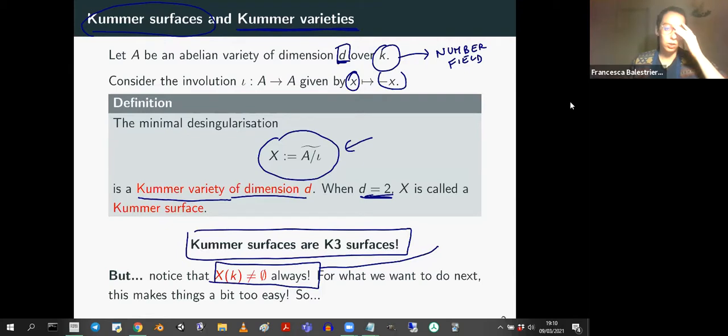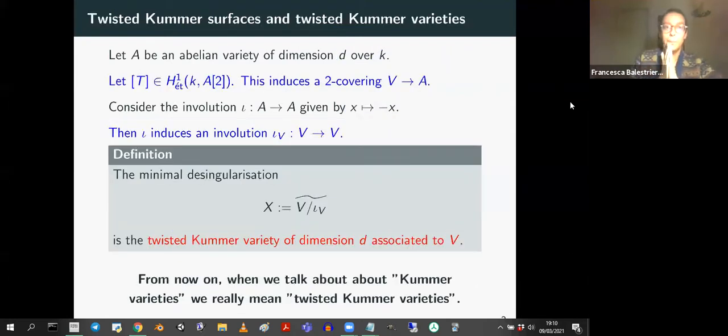So this is what we want to do now. We take this classical construction, and essentially we want to twist it a bit so that this condition here is not immediately satisfied. At least there is some chance that your variety has no rational points, for example. So let's do this. As you will see, the construction is quite similar when we twist it.